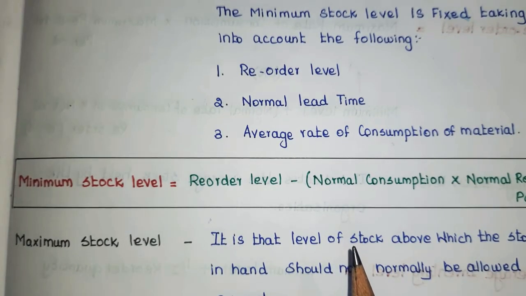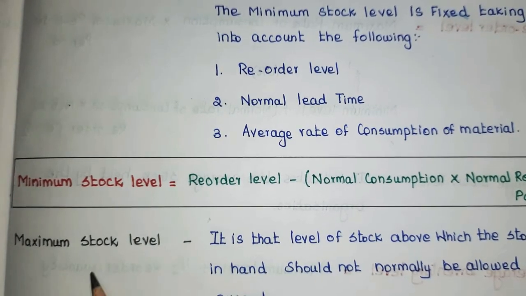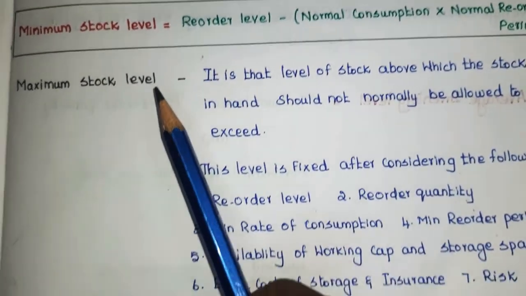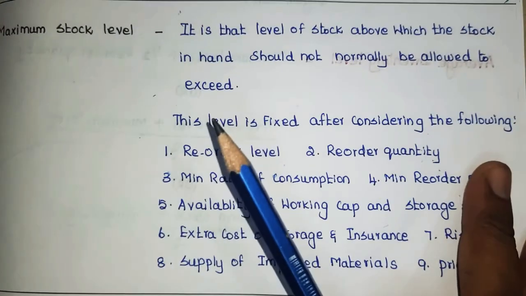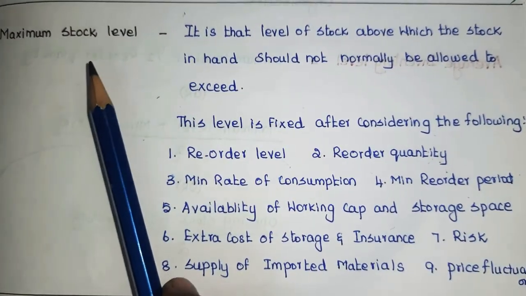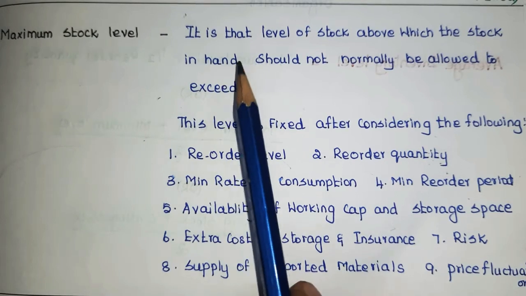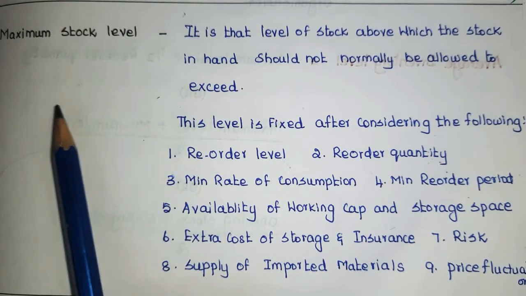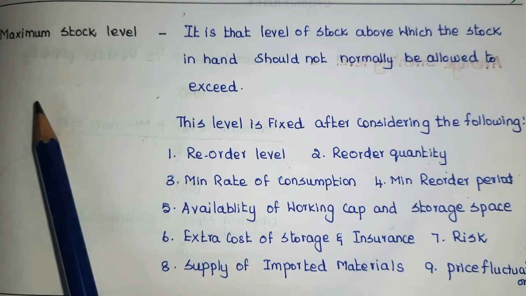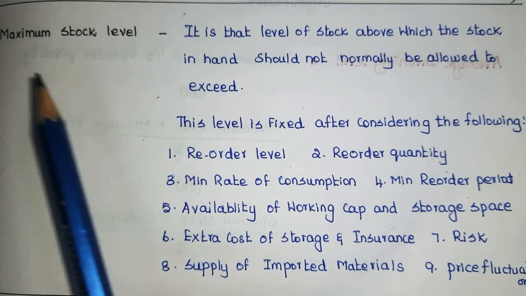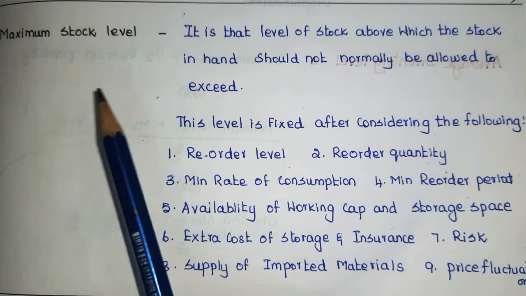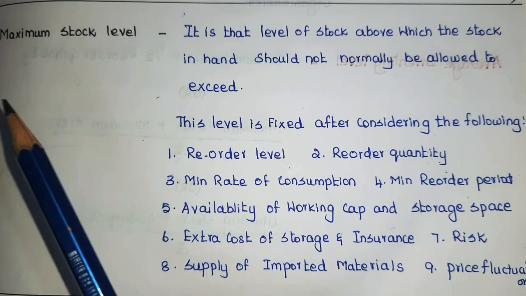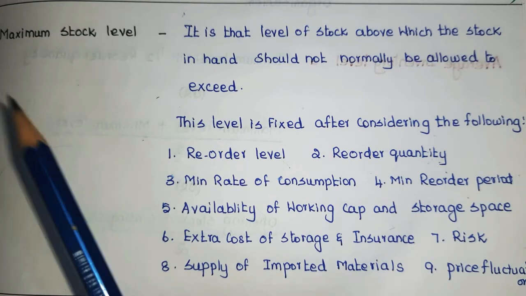The next level is maximum stock level. It indicates the maximum quantity of an item of material which can be held in stock at any given time. At any time, the stock of any item should not be allowed to go beyond the maximum stock level, so that unnecessary locking of capital can be avoided.